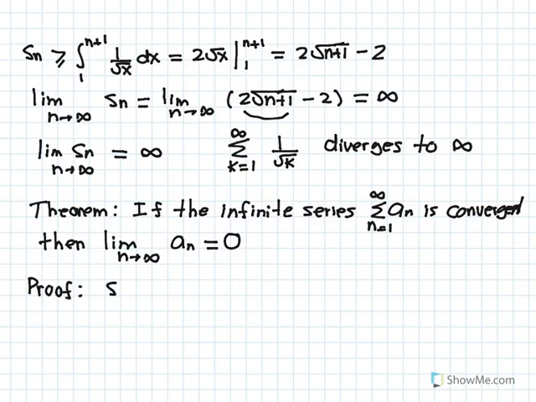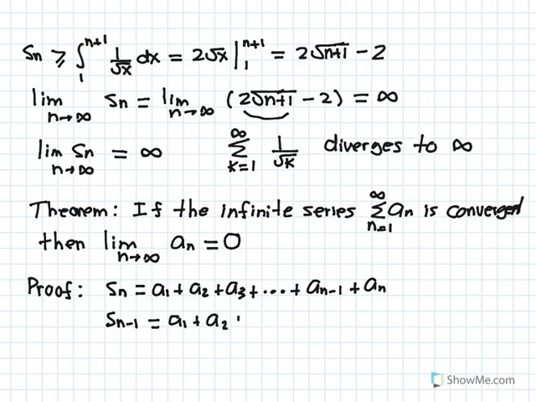Let's look at the nth partial sum, Sn. This is equal to the sum of the first n terms: a1 plus a2 plus a3 plus dot dot dot plus an minus 1, one before the last term, plus an. Now let's look at Sn minus 1, the sum of the first n minus 1 terms. We get a1 plus a2 plus a3 plus dot dot dot plus an minus 1. If we subtract these, what do we get? Sn minus Sn minus 1.